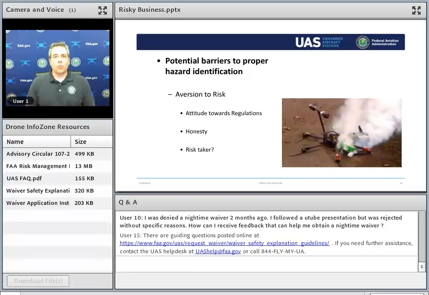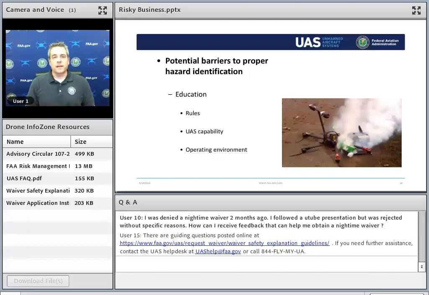We need to understand where our risk aversion is. If you are prone to taking risks because that's the type of person you are, that's okay as long as you honestly take a look at yourself in that process and say, okay, I know I'm a bit of a risk taker, so I really need to objectively step back and take a look at my proposed operation from a non-risk taker point of view and help me identify the hazards. That's key. You can simply look at maybe your attitude toward the regulations. Do you look at the regulations as this listing of things that you have to do because somebody said you had to do it? Or do you look at the list of regulations and say, okay, that's the minimum level of safety I need to operate for my business? So your aversion to risk plays a key part in hazard identification.